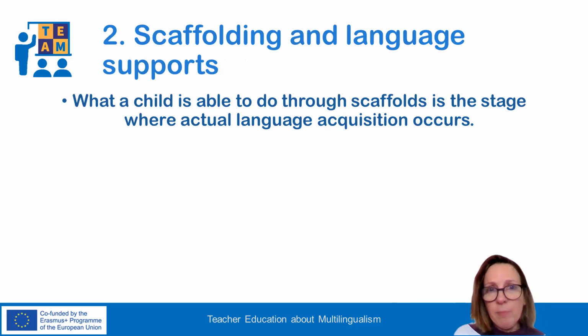The second very important strategy is scaffolding and providing language support. What a child is able to do through scaffolds is a stage where actual language acquisition occurs, and that is why scaffolding is very important in bilingual educational settings.